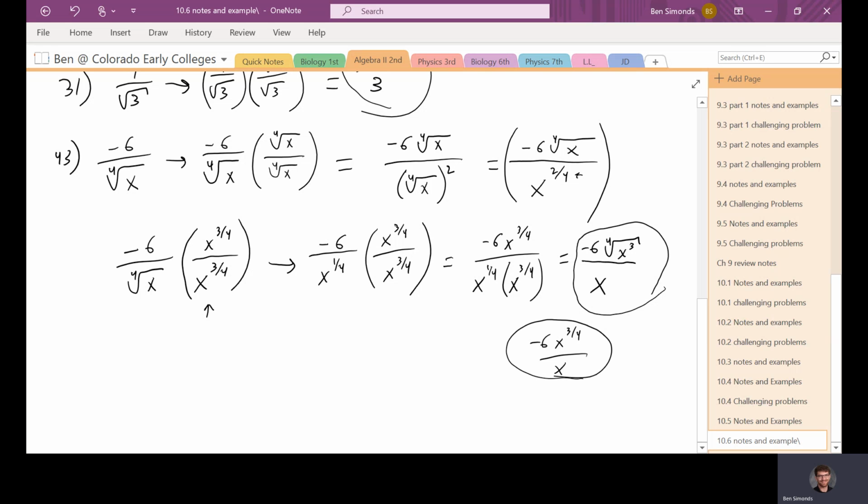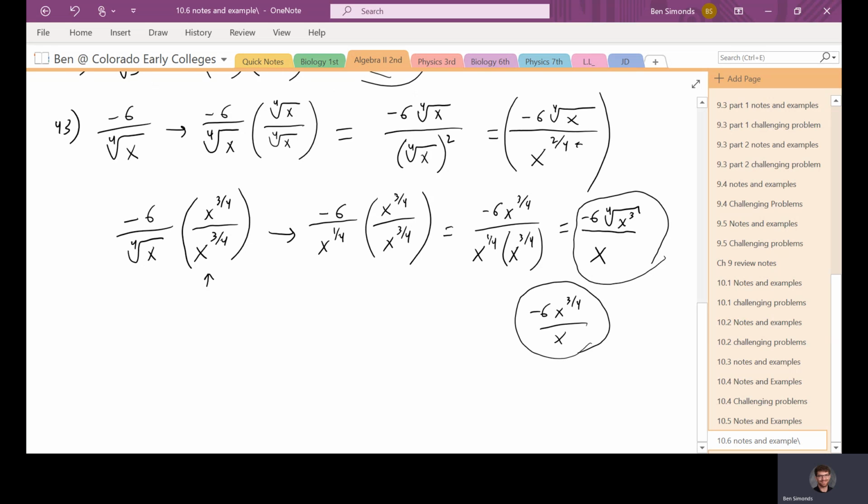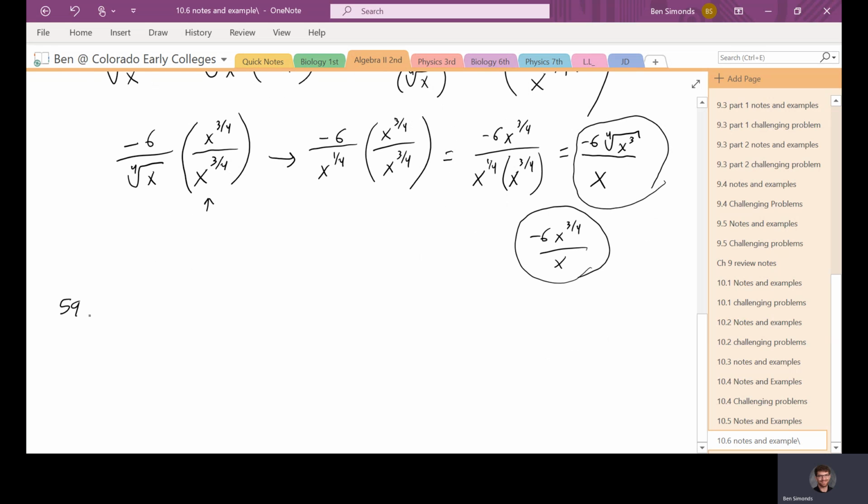The important thing is that there are no more radicals, no more fractional exponents in the denominator. The denominator is a rational number, in this case just plain old x. We've gotten all of our radicals out of the denominator. So 31 through 55 are just a bunch of problems like that. So let's look at the next group of problems, starting with number 59.